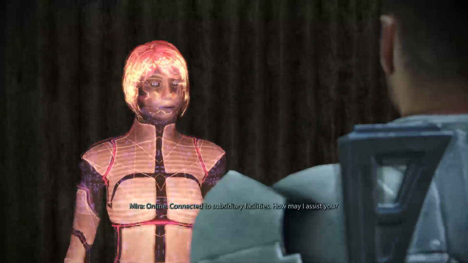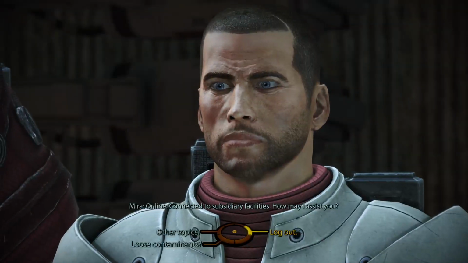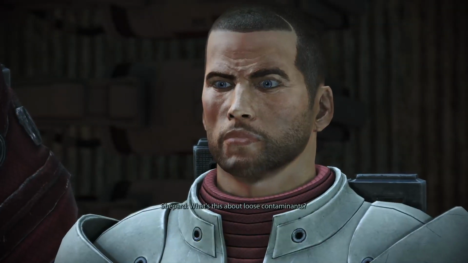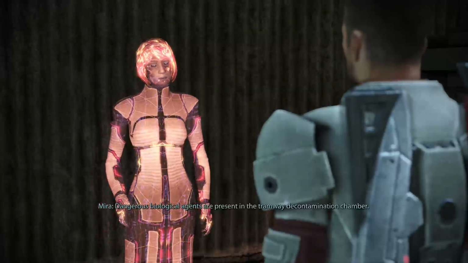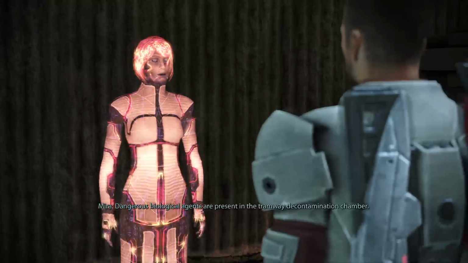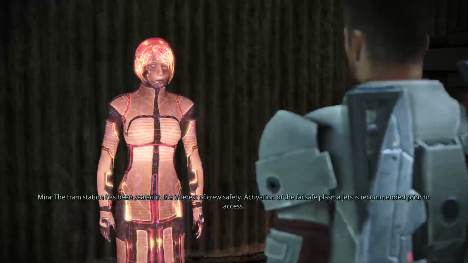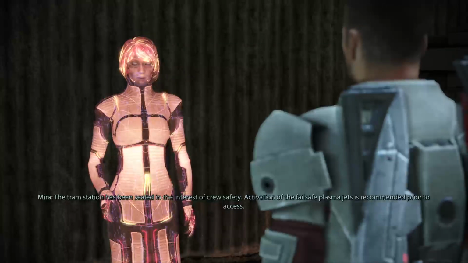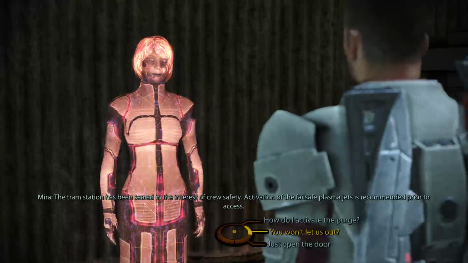Online. Connected to subsidiary facilities. How may I assist you? What's this about loose contaminants? Dangerous biological agents are present in the tramway decontamination chamber. The tram station has been sealed in the interest of crew safety. Activation of the fail-safe plasma jets is recommended prior to access.